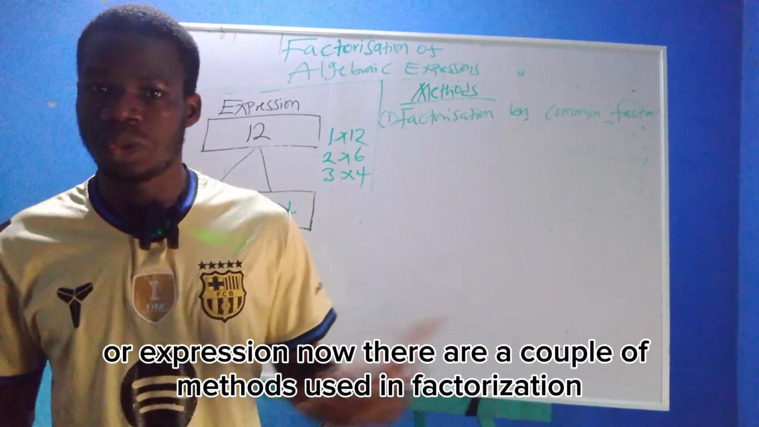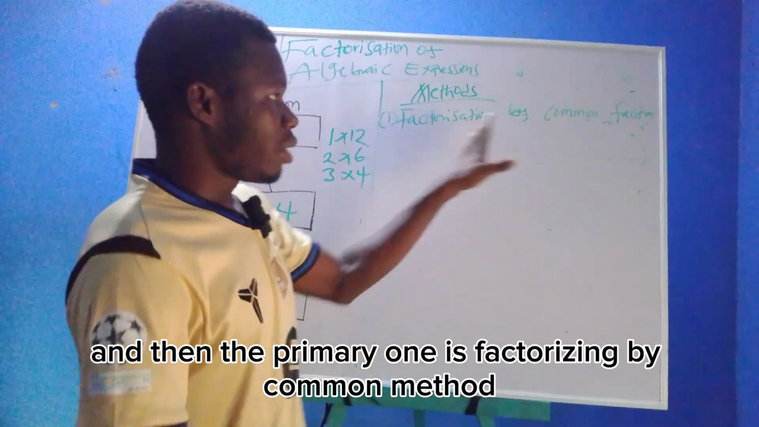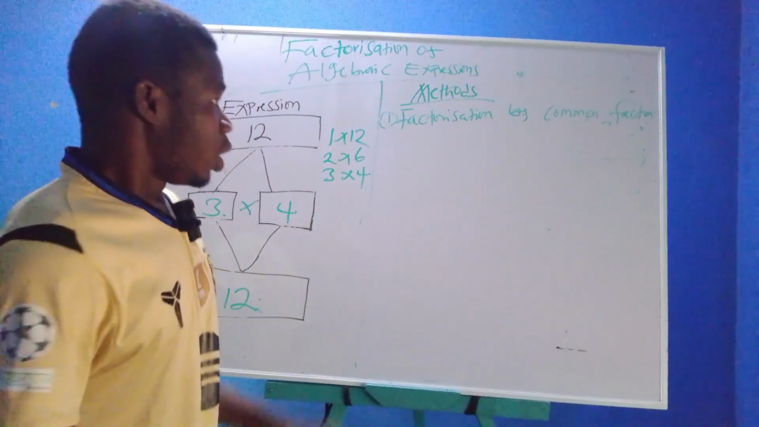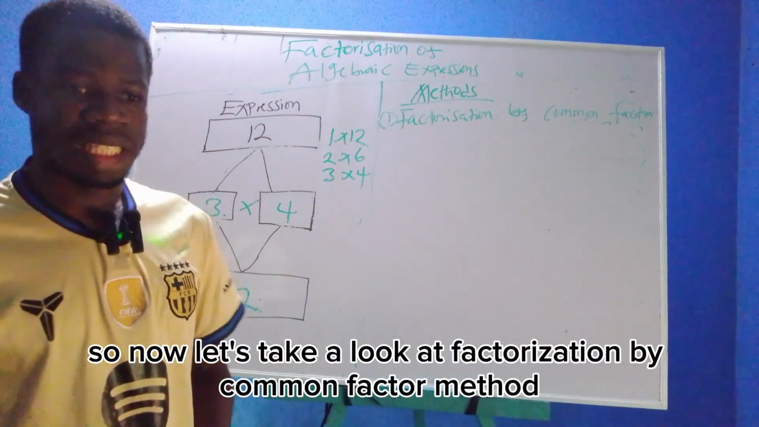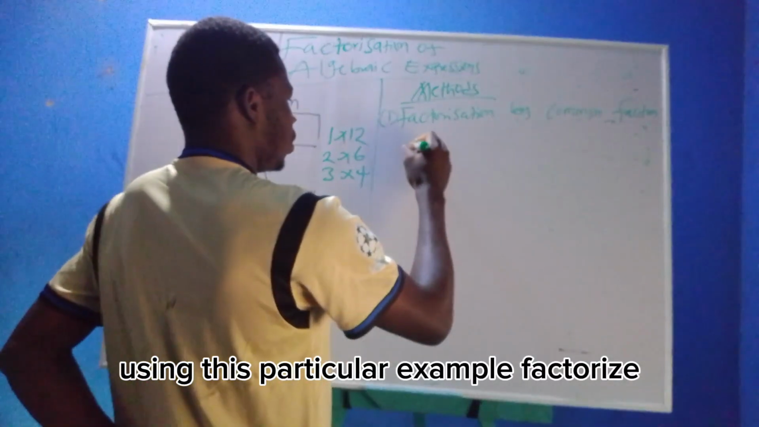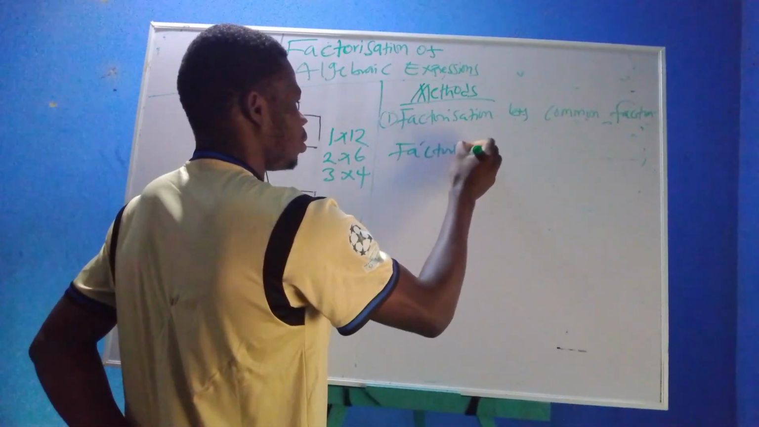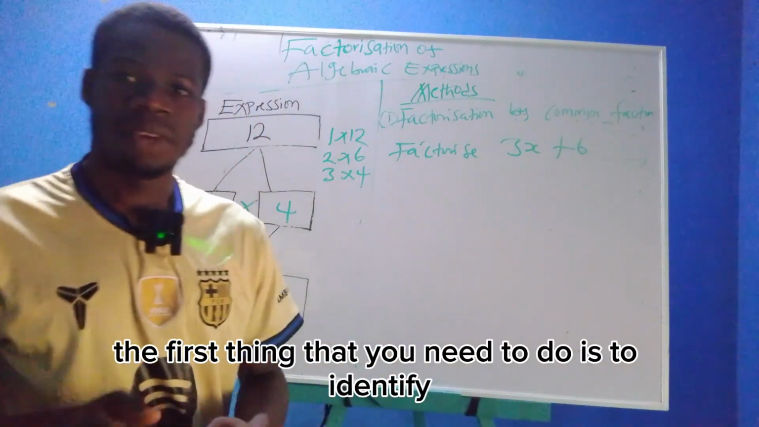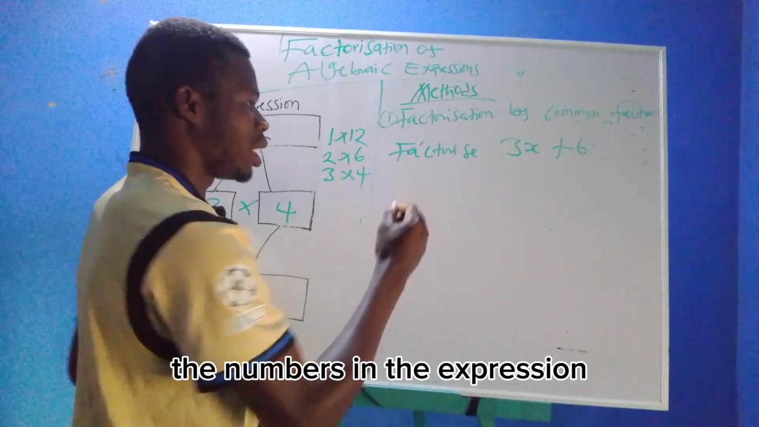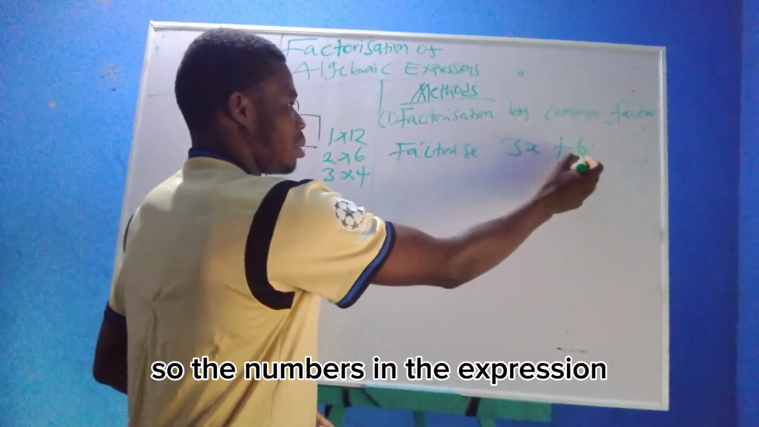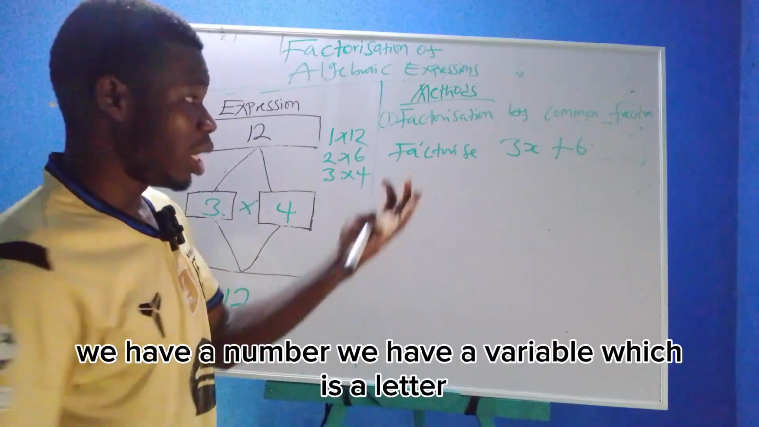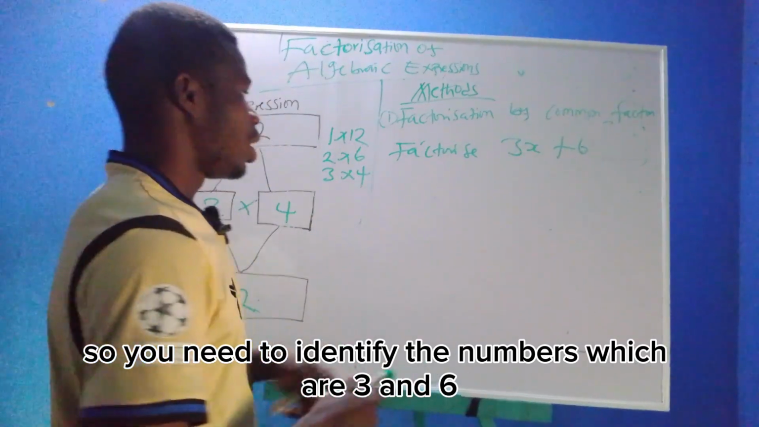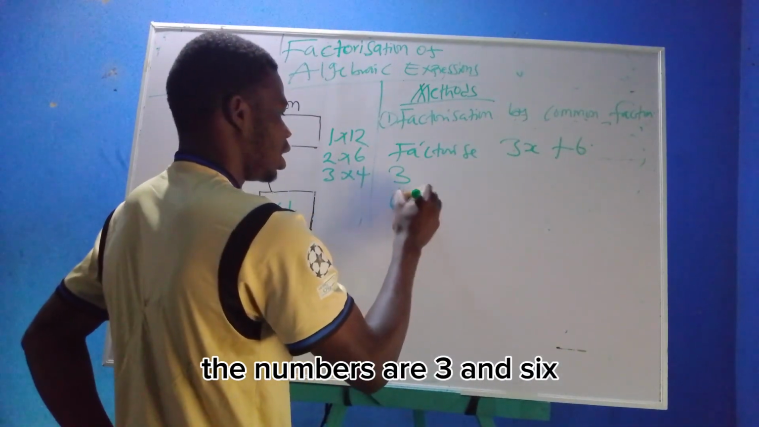Now, there are a couple of methods used in factorization, and the primary one is factorizing by common factor. This particular method is usually applied in almost all the other methods. So now let's take a look at the common factor method using this particular example. Factorize 3x plus 6. Now, in using the common factor method, the first thing that you need to do is to identify the numbers in the expression. Remember, in an expression we have numbers, we have variables, which are letters, and we have operations. So you need to identify the numbers, which are 3 and 6.